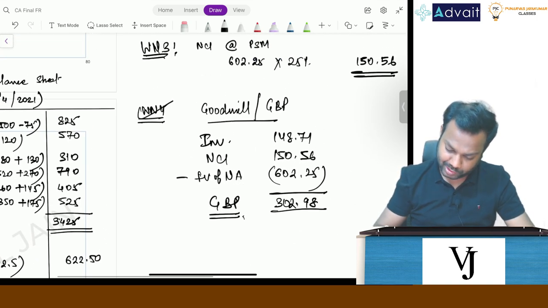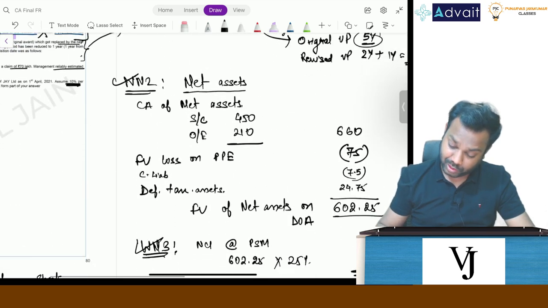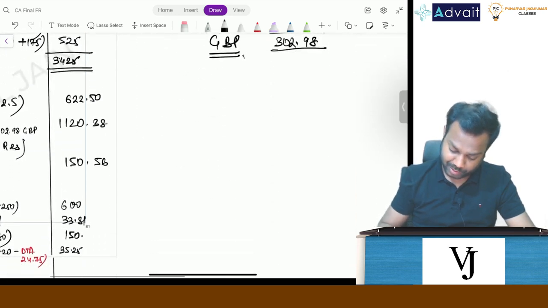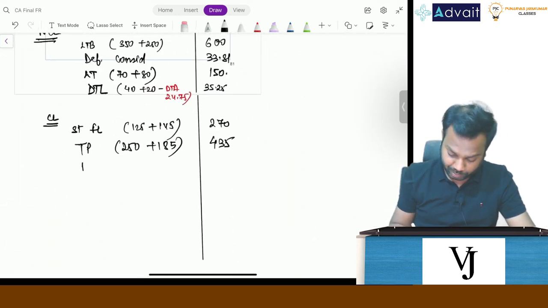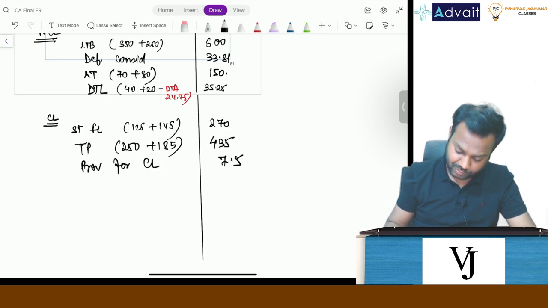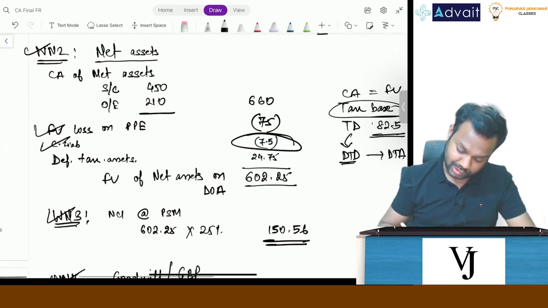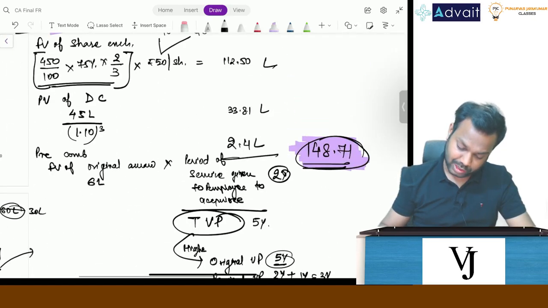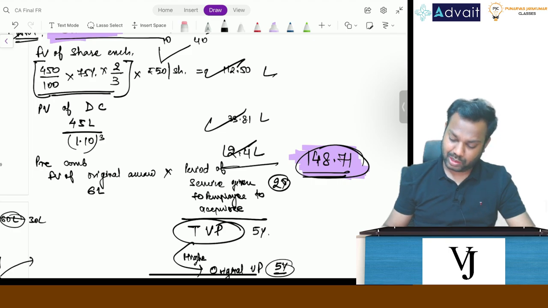Gain on bargain purchase, yes, we covered. NCI, yes, we covered. Fair value of the net assets, okay, yes, 7.5 we didn't cover, right? So let me write that also. Current liabilities, provision for contingent liabilities 7.5. This we adjusted, this is also sorted. Investments part, this we adjusted, this we also adjusted. So everything is sorted here also.